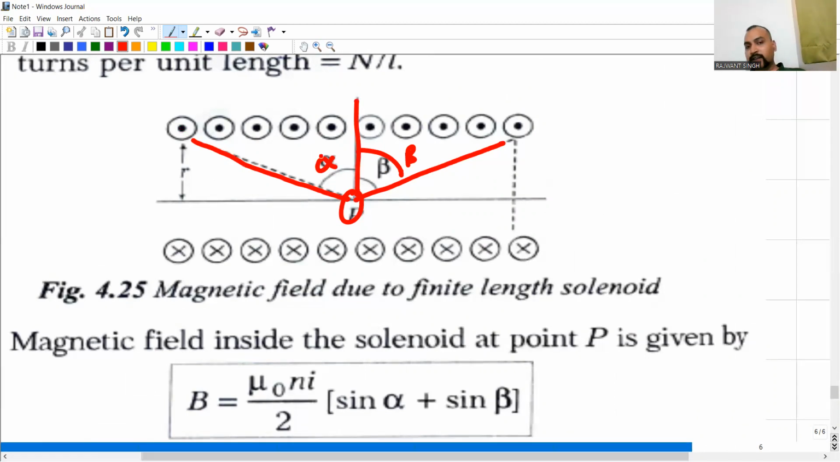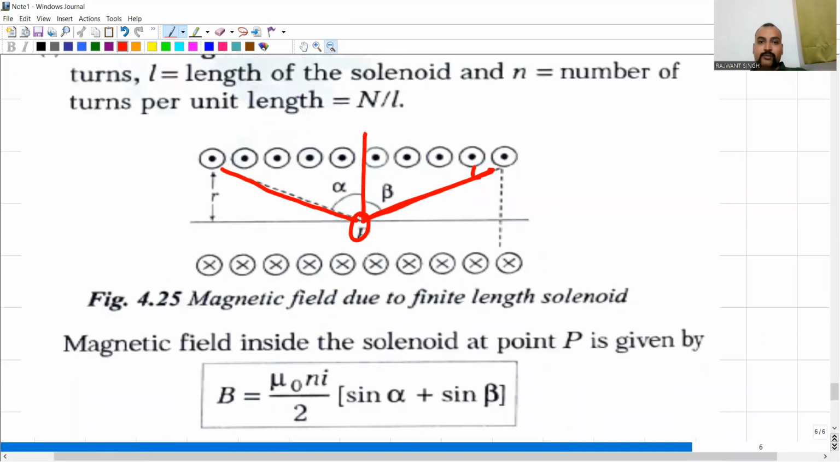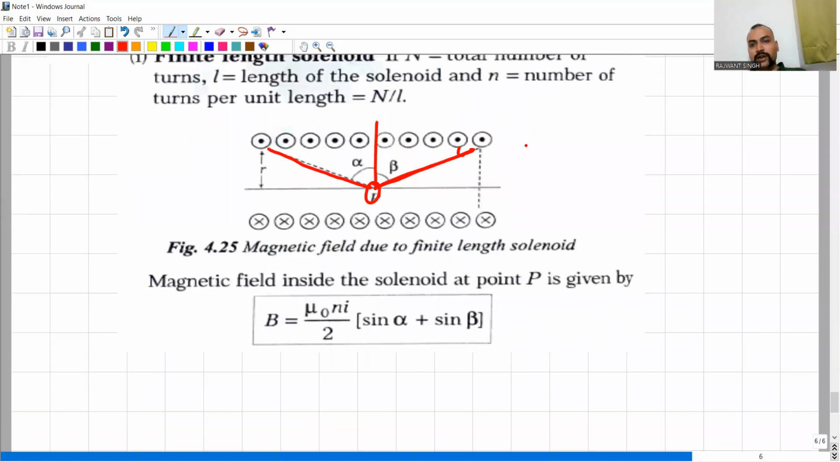Again, be very careful with what exactly alpha and beta are, because sometimes in a JEE Mains paper, they would have given you this as an angle and this as an angle. So be very careful that alpha and beta are the angles made by the point to the end, and the angle is made with this vertical line, not the horizontal. Your formula will then become mu naught n i by 2 times sine alpha plus sine beta.